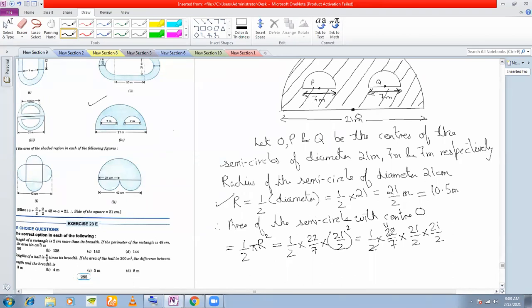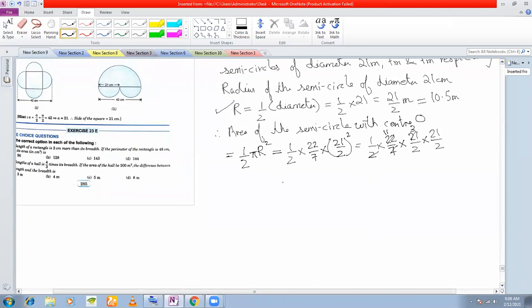So these cancel. 3, and anything else cancels? Does not look like anything else cancels. Okay, so we'll work with this. So this is 11 into 3 into 21. 33 into 21. 1023 divided by 4 meter square. Let's keep it as a fraction because later on we'll have to subtract from this the area of the two semicircles also. So let's keep it as a fraction.